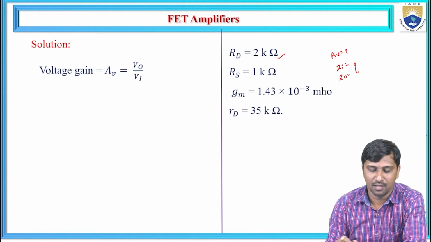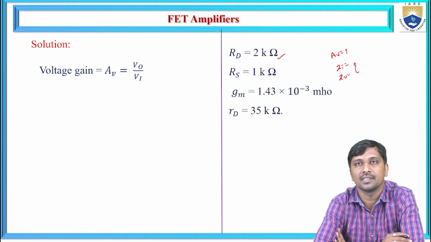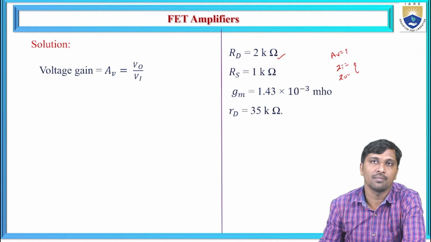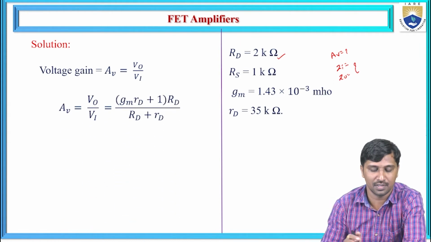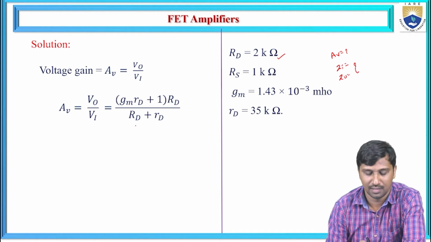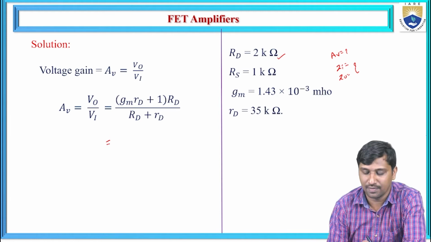From the common gate amplifier analysis, otherwise you can refer to the CG amplifier analysis video session, here I am recalling the mathematical relation of voltage gain. The voltage gain is represented as Gm times (rd plus 1) times RD, divided by RD plus small rd. Now you can substitute the given specifications.